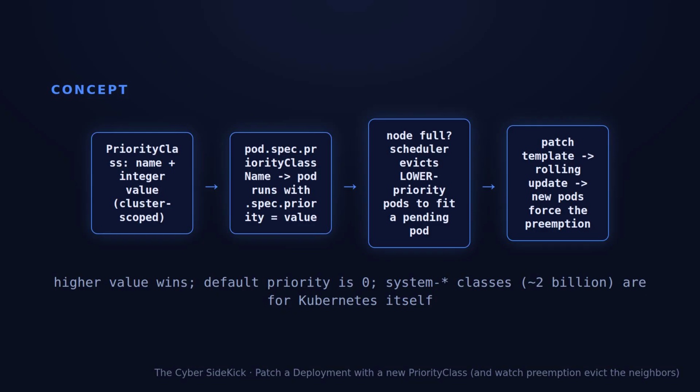Now connect that to the task. Patching the deployment's pod template triggers a rolling update. The replacement pods carry the new high priority, and on a full node, the scheduler has to preempt someone to place them. That is why the question can promise evictions in advance.